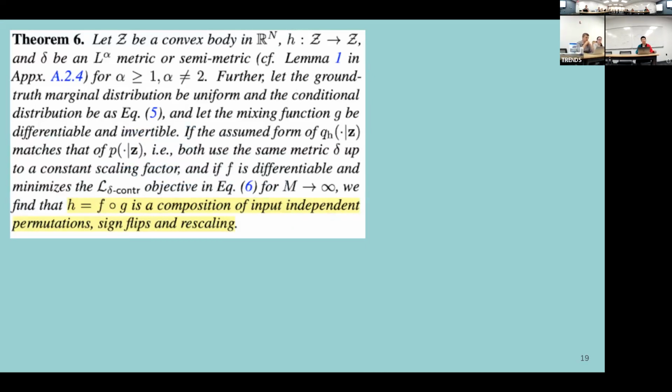Yeah. Hey, I have a question. Maybe I missed the beginning. Did they assume independence in the latent space to begin with? Yeah, do they assume independence of the Z's in the latent space?